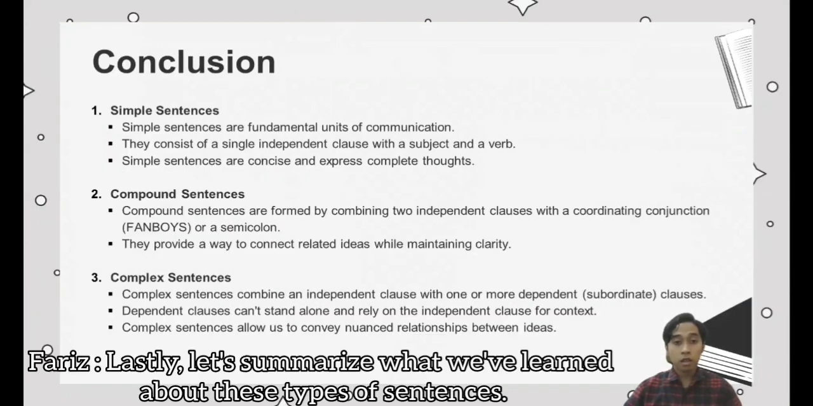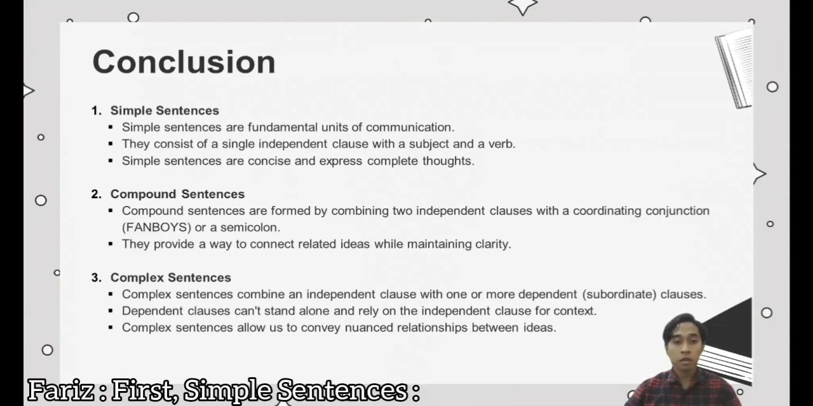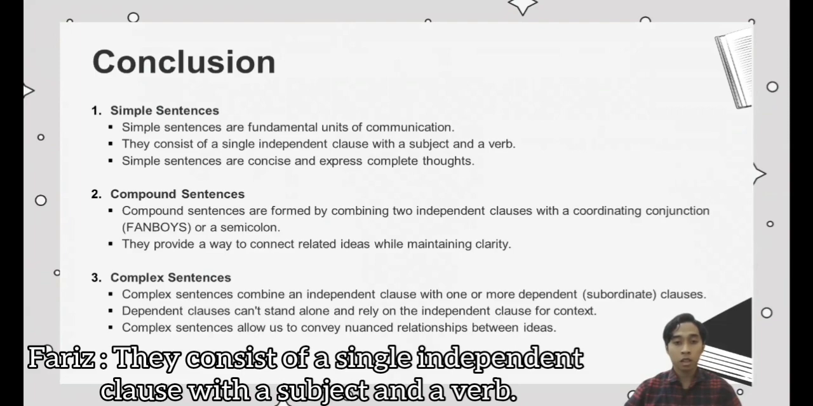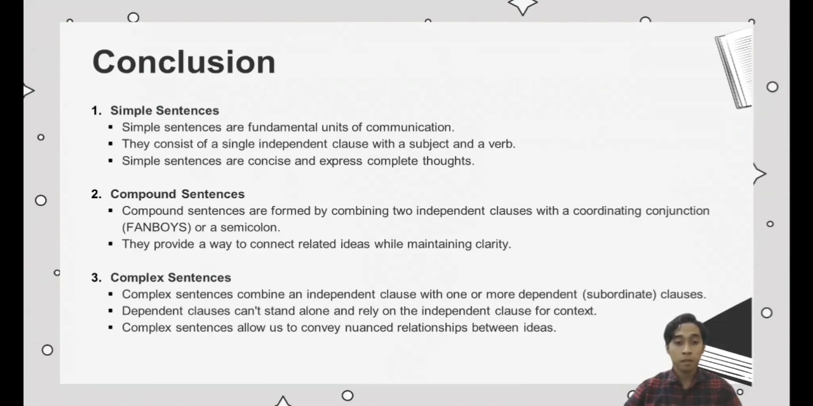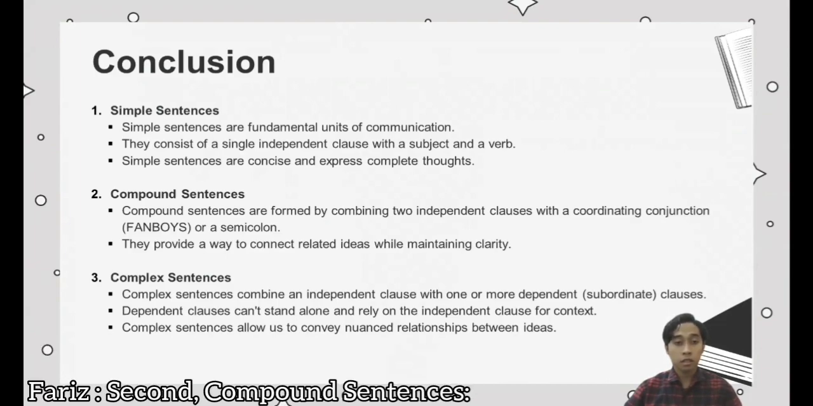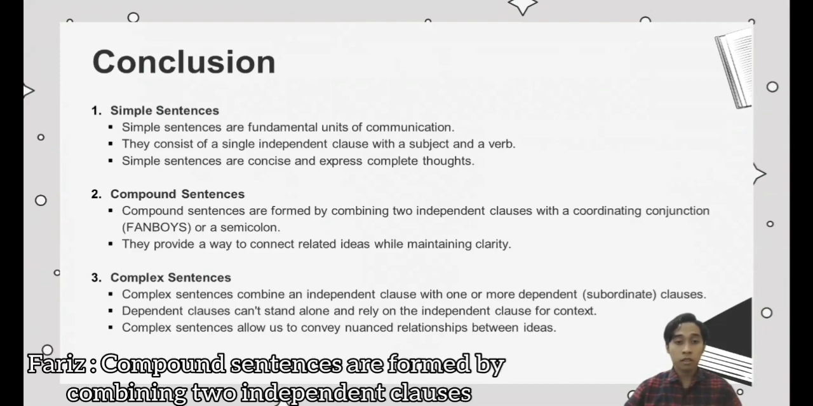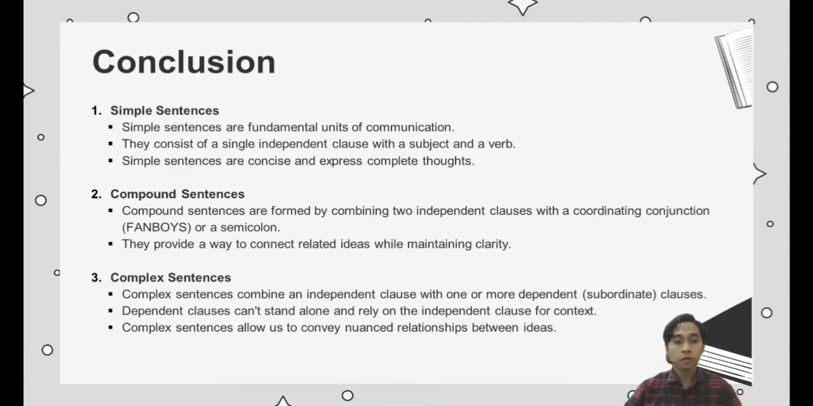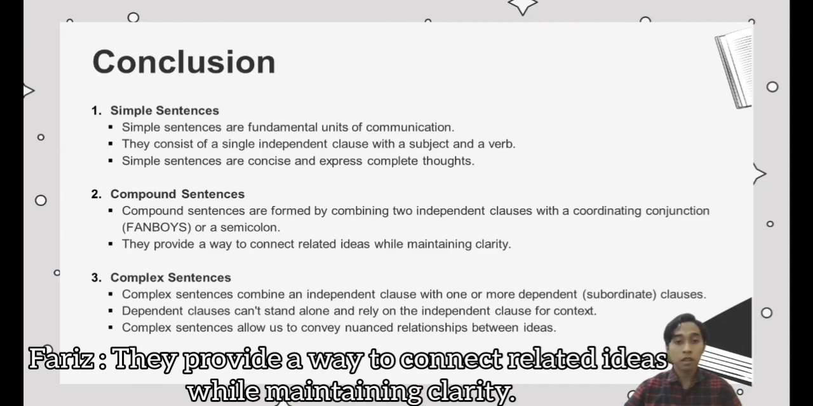Lastly, let's summarize what we've learned about these types of sentences. First, simple sentences. Simple sentences are the fundamental unit of communication. They consist of a single independent clause with a subject and a verb. Simple sentences are concise and express complete thoughts. Second, compound sentences. Compound sentences are formed by combining two independent clauses with a coordinating conjunction, or a semicolon. They provide a way to connect related ideas while maintaining clarity.